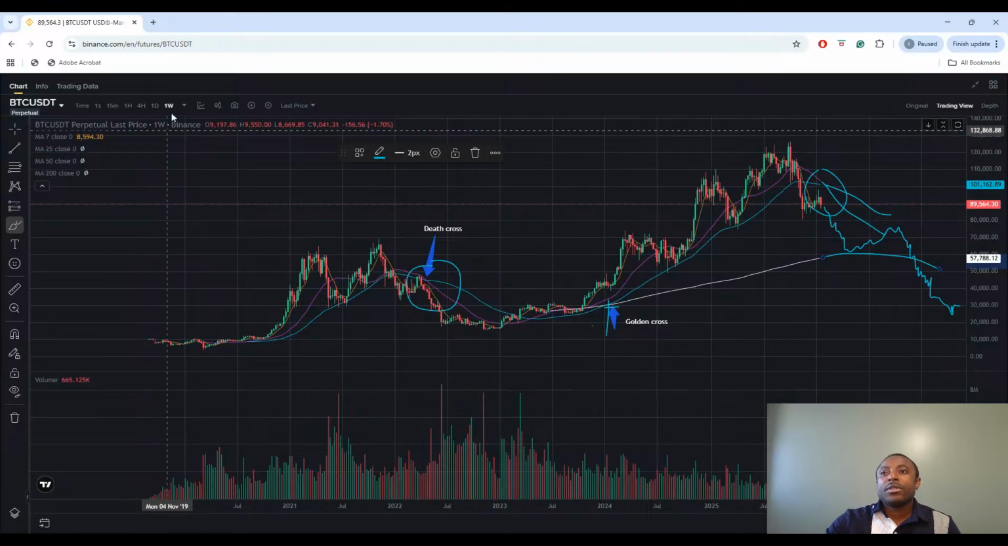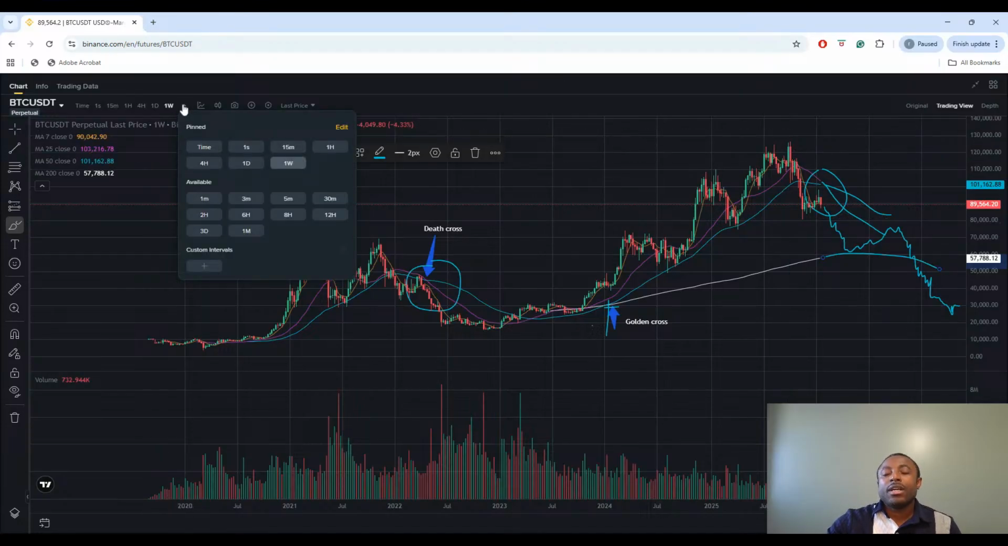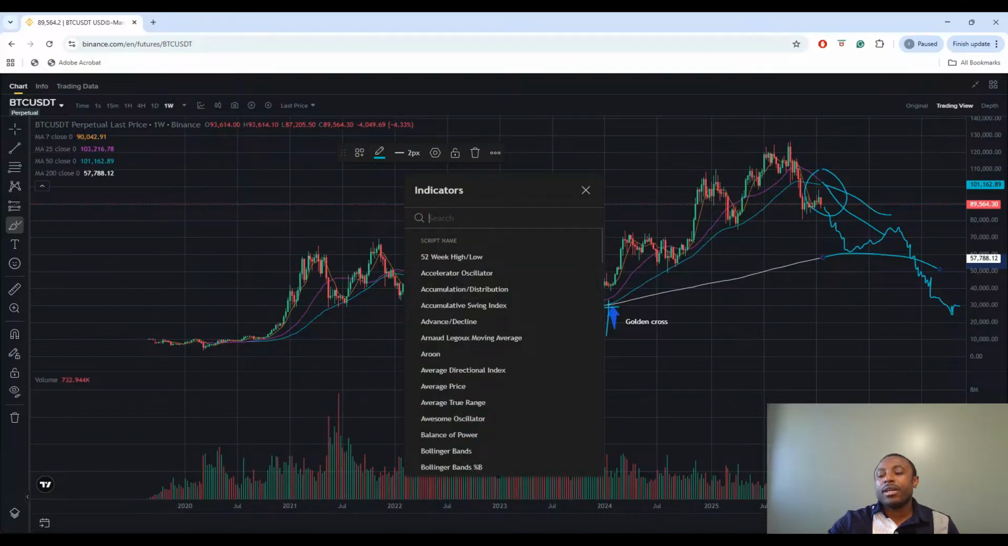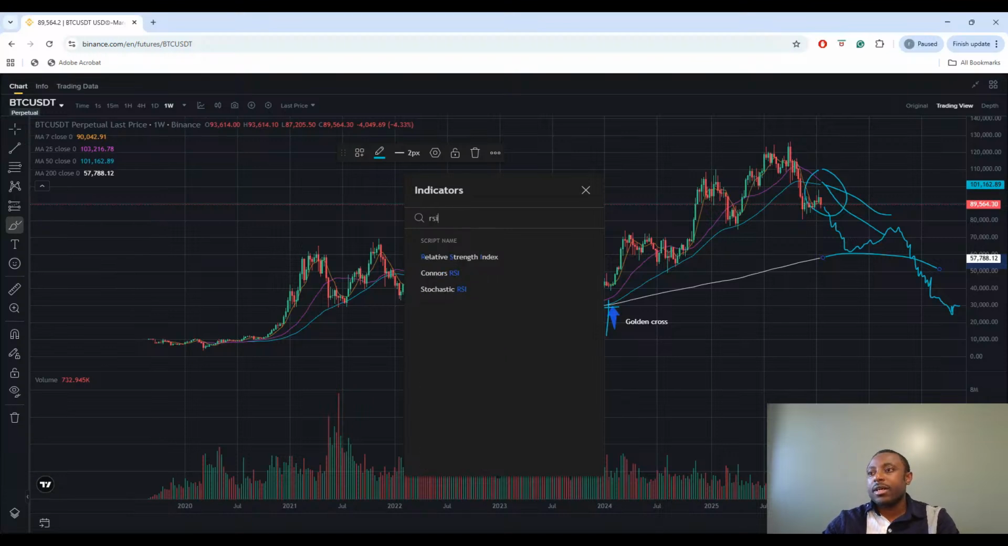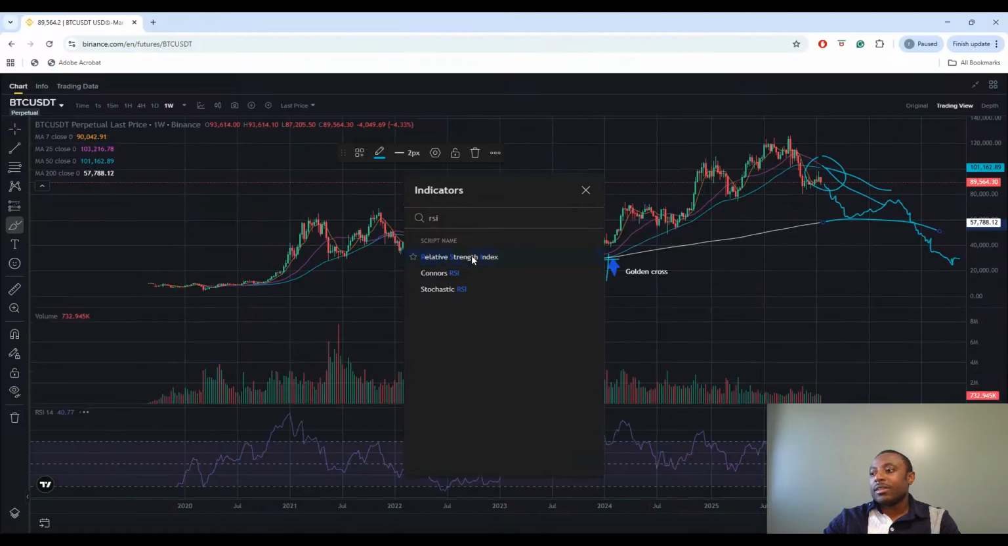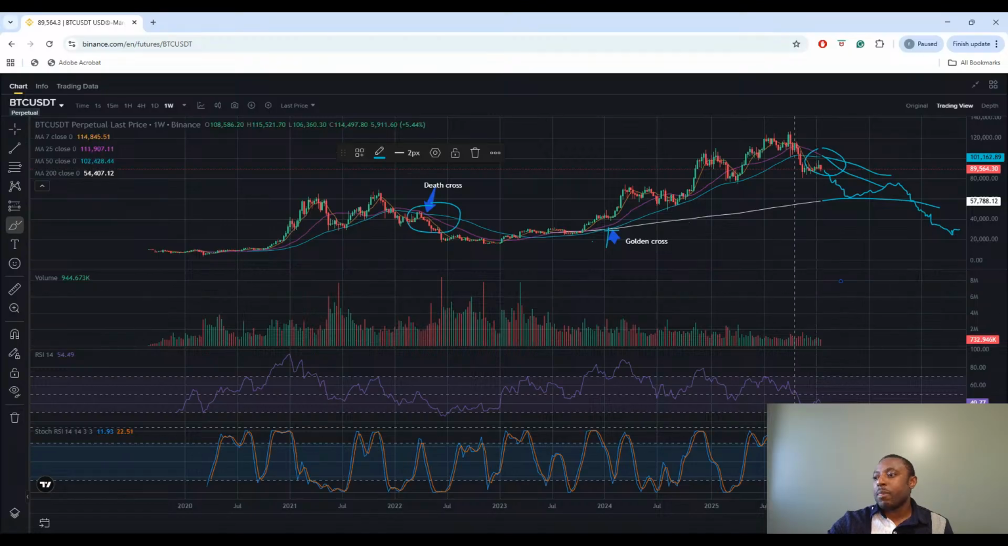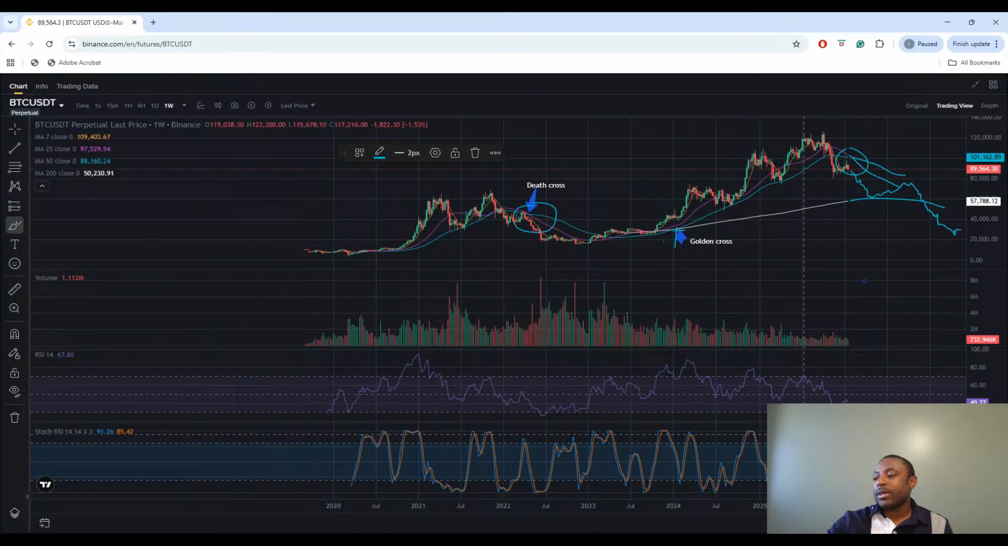So we can now use the RSI or stochastic RSI. We can add that. I can go here and say, okay, I want to see an RSI on this chart. RSI, relative strength index. Or I can use the stochastic. I can add the stochastic as well. So here, look at both of them now. Look at the stochastic RSI.